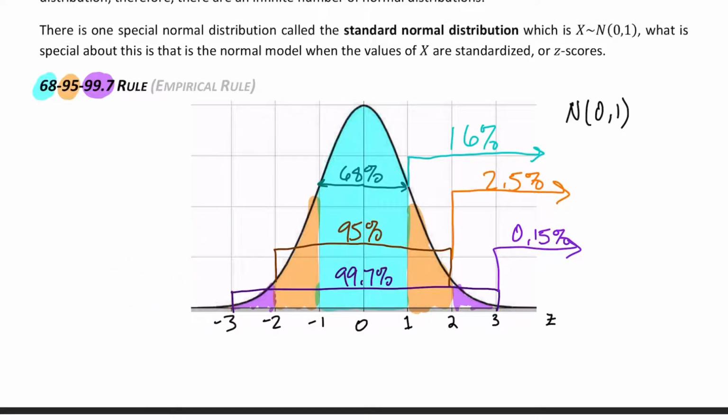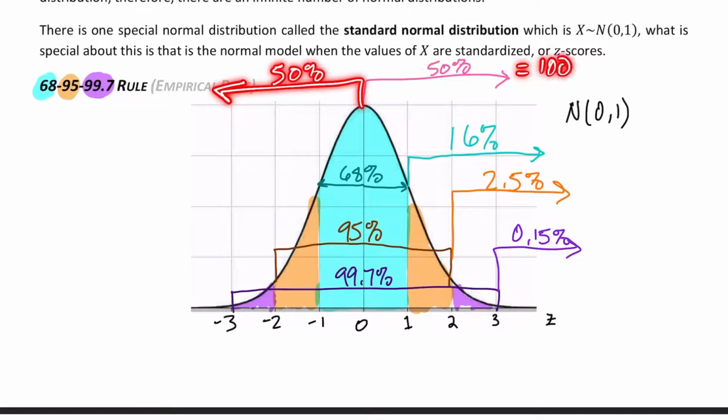Now, what's the percent that I get from 0 and up? What is that percent? Well, remember, this distribution is perfectly symmetric, and the mean is at the exact same spot as the median, and the median separates the lower 50% from the upper 50%, so this is the upper 50%. So, of course, the lower 50% plus the upper 50% equals 100.